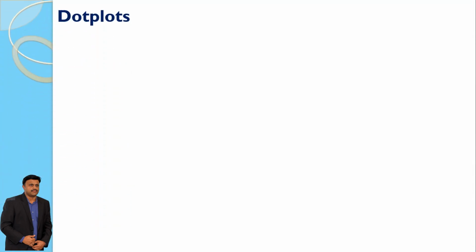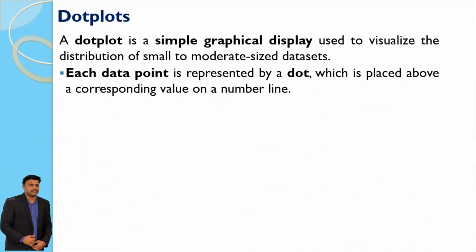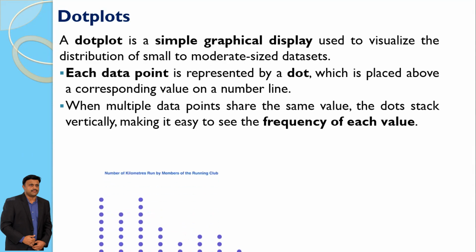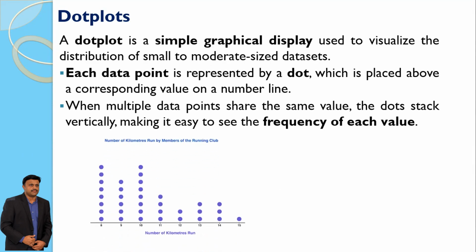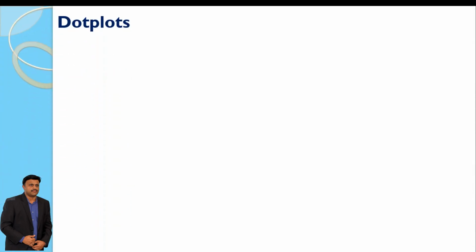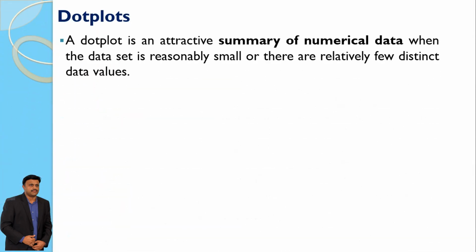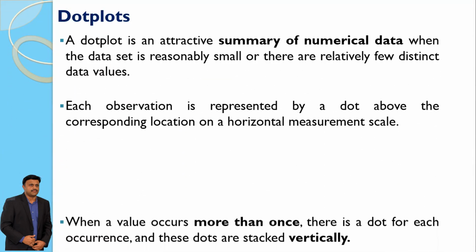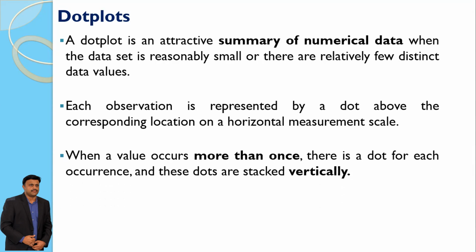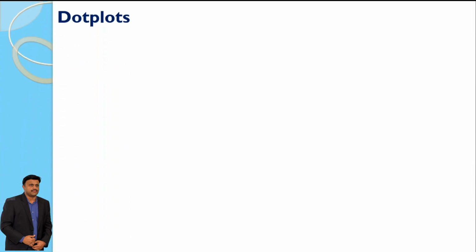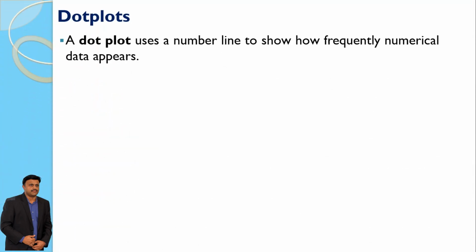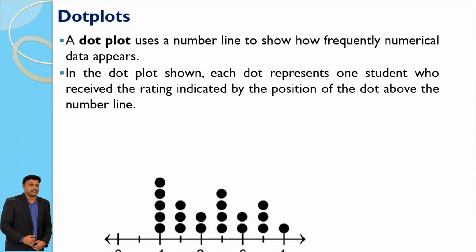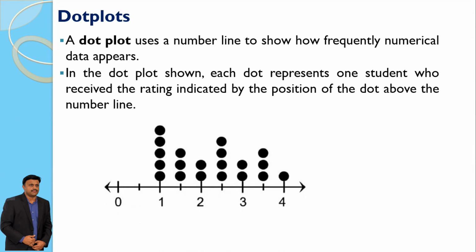A dot plot is a simple graphical display used to visualize the distribution of small to moderate-sized datasets, with each data point represented by a dot. Dot plots provide an attractive summary of numerical data, especially when the data set is small or has few distinct values. Dot plots use a number line to show how frequently numerical data appears, with each dot representing one observation.